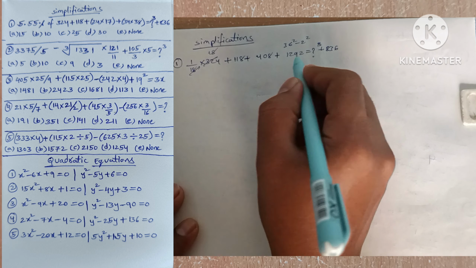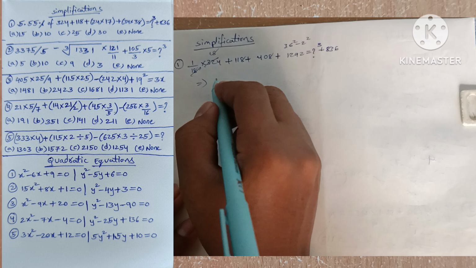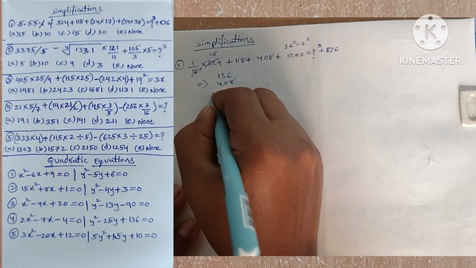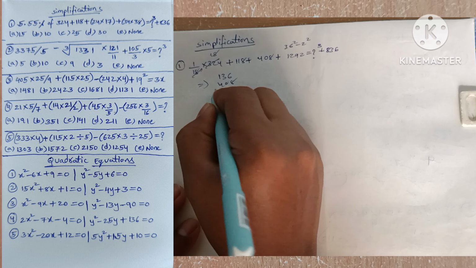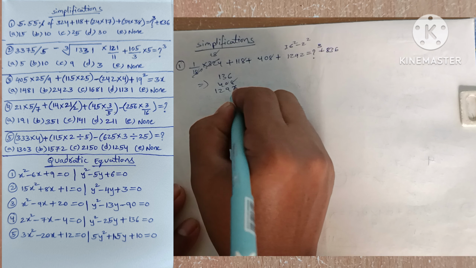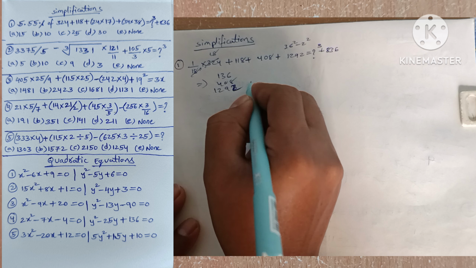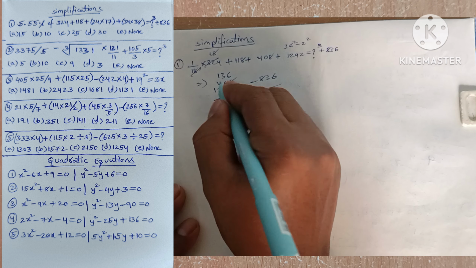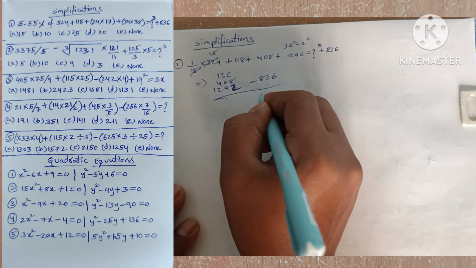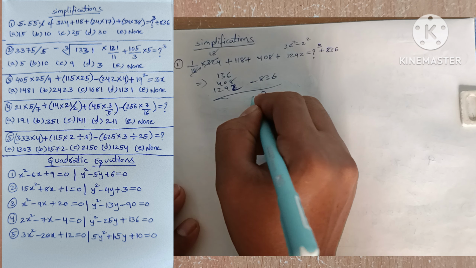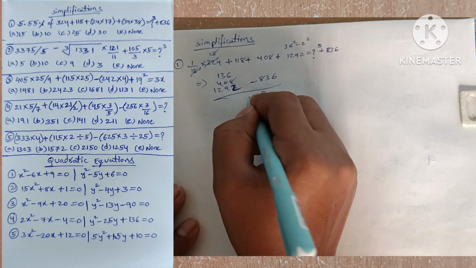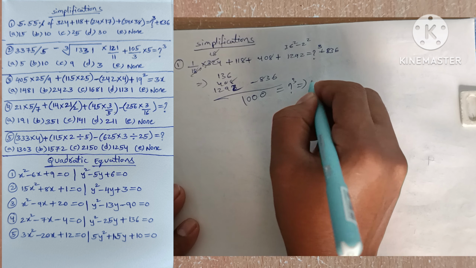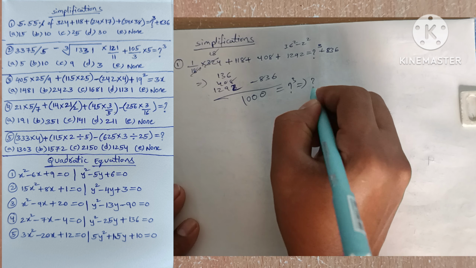And by adding all these three, 136, 408, 1296, 1292 minus 836, we get 0, 0, 0, 1 equals to question mark cube. Therefore, our answer is 10.